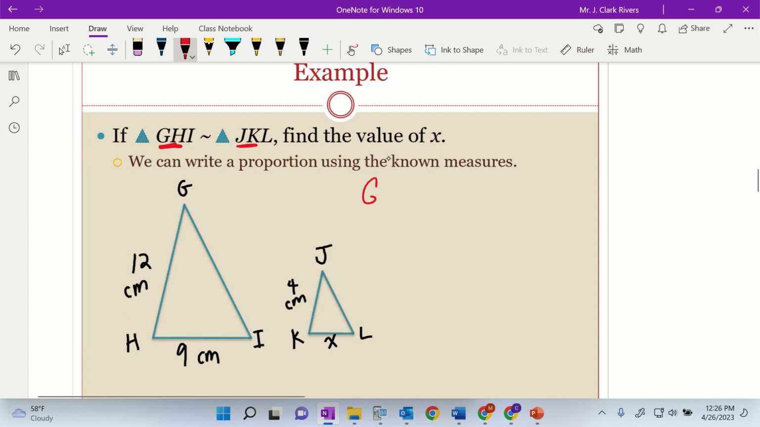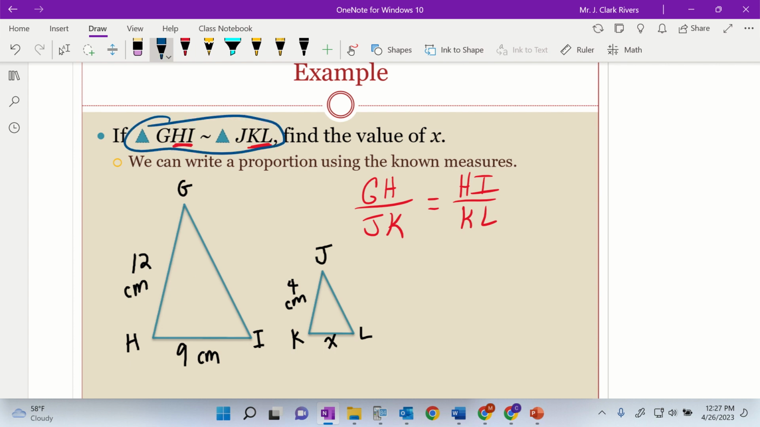So I'm going to write it like this: GH to JK, and then I'll sub in values for those in just a second, is equal to, I also have information on HI and KL, so let's take a look at that. HI is second and third, KL is second and third. So I did triangle on the left in the numerator over triangle on the right in the denominator. So I'm going to keep that same theme going. HI in the numerator over KL in the denominator. So that's the proportion I'm going to set up, and I used my similarity statement to help guide me in setting up that proportion.